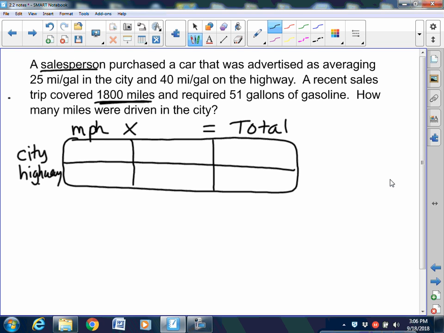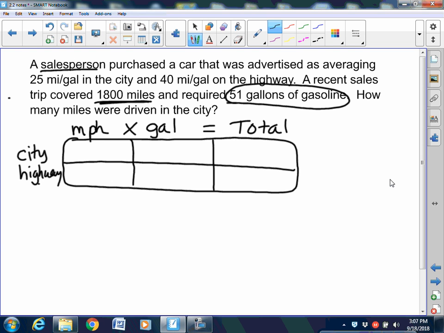How many miles were driven in the city? That's what we're trying to find. But altogether, there were 51 gallons of gasoline used. We don't know how many gallons were used in the city and on the highway, right? But you get miles per, well, it's miles per hour, but miles per gallon. So what are you going to put right here? Miles or the gallons? Gallons, yeah. I'll just put gallons. So far, so good?